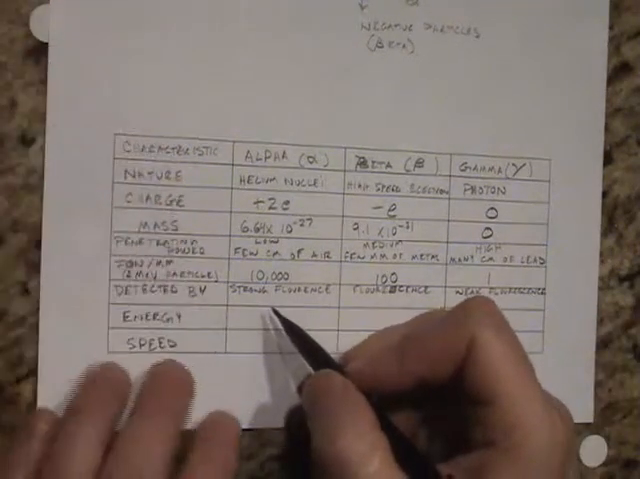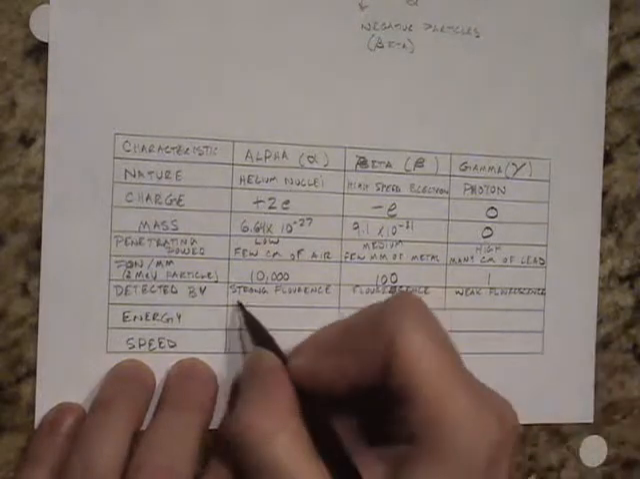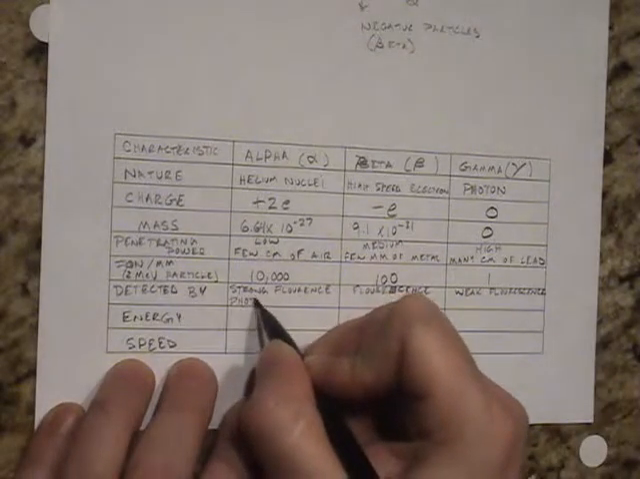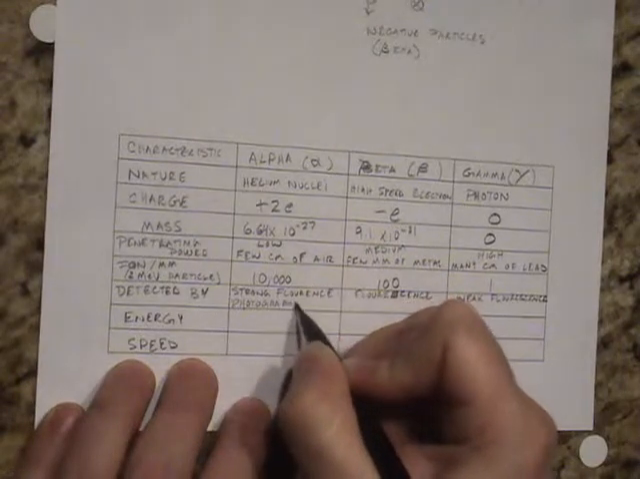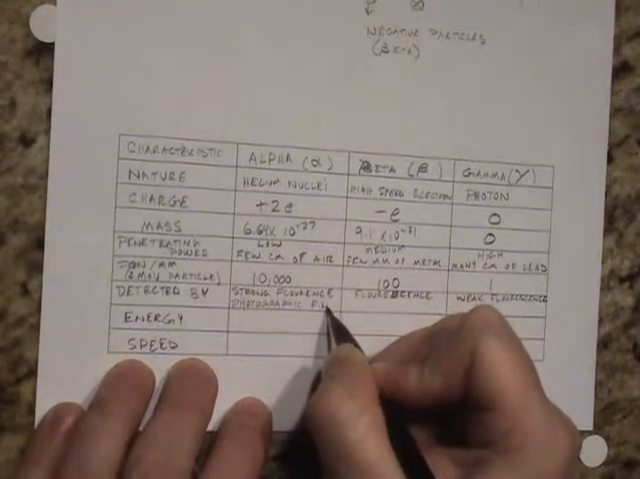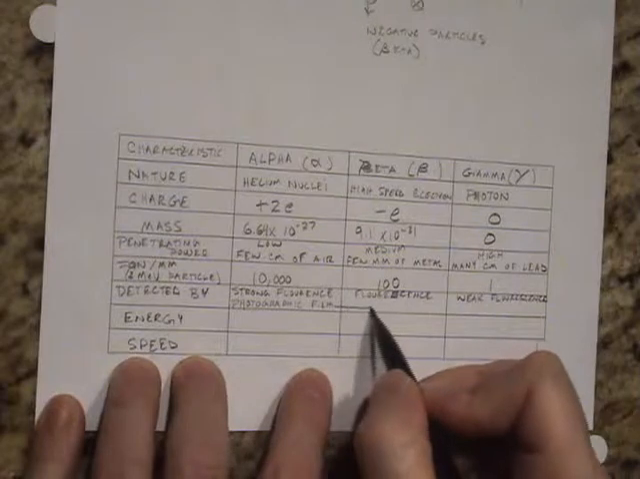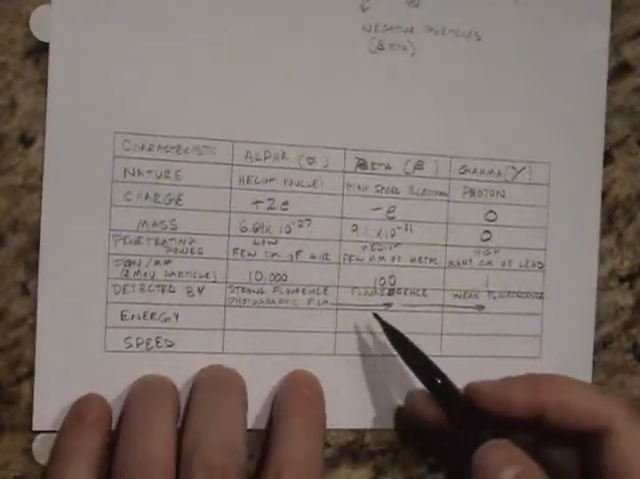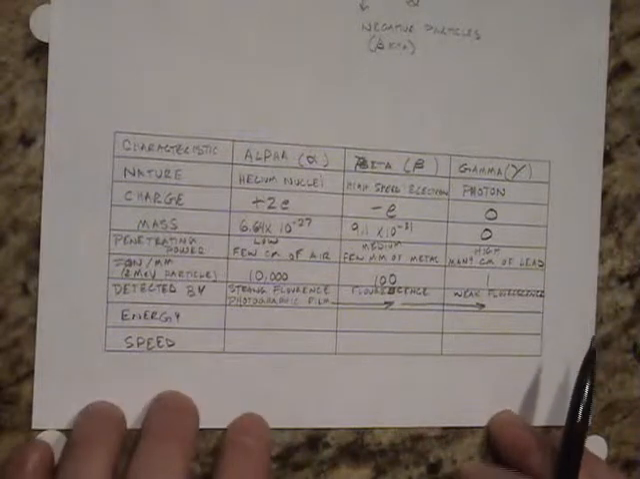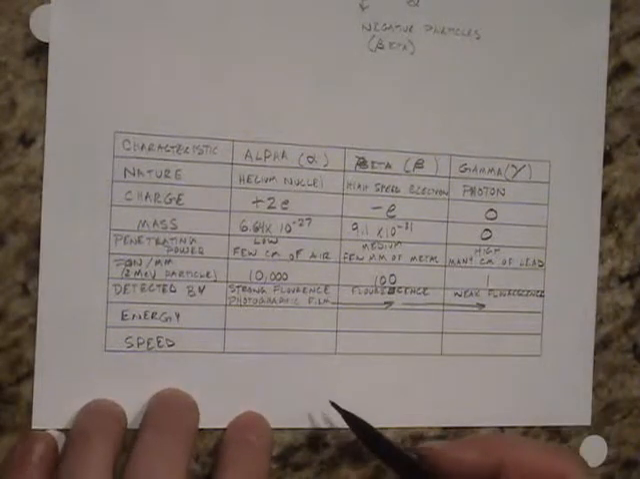In addition, another way that we can detect all of the particles, and they're relatively equal in this respect, is photographic film. All three particles are relatively easy to detect by using photographic film.